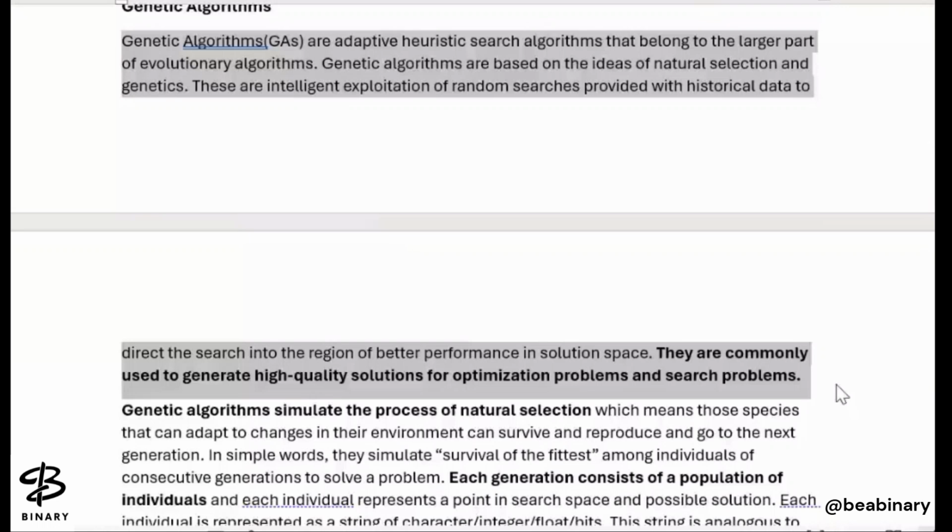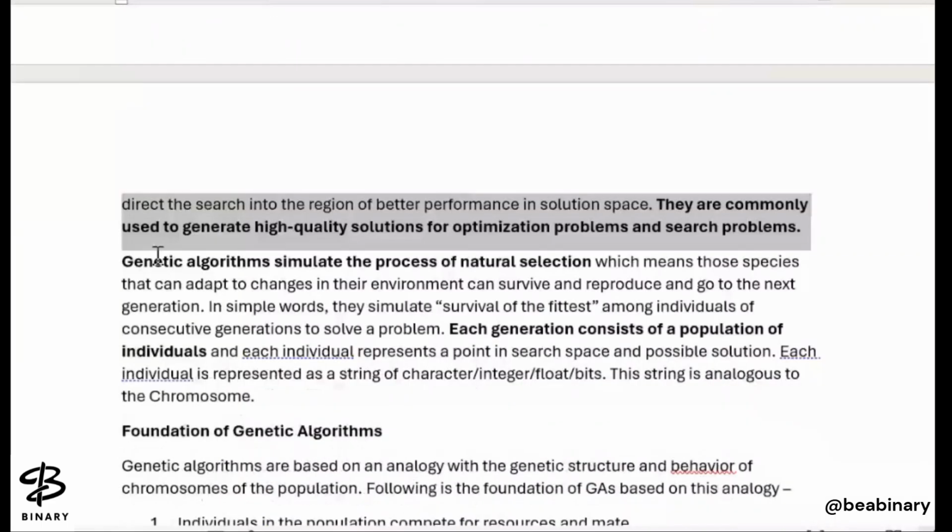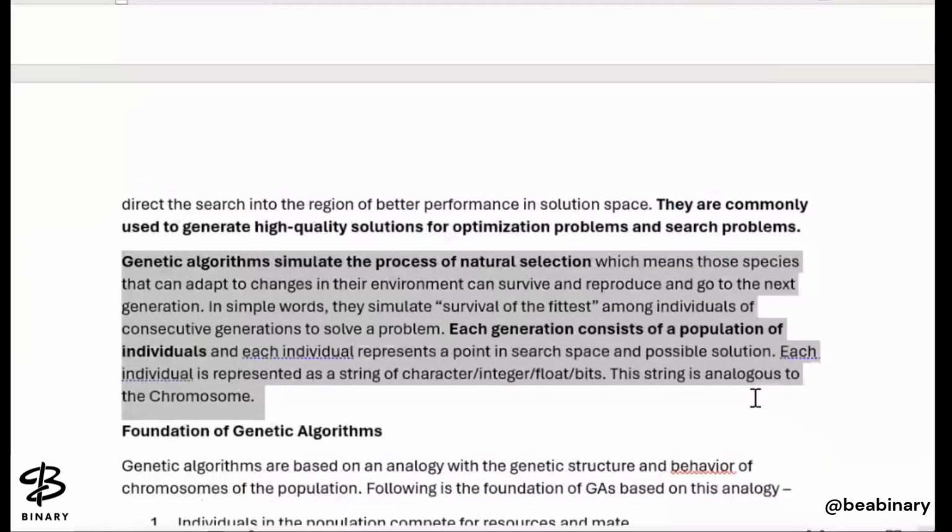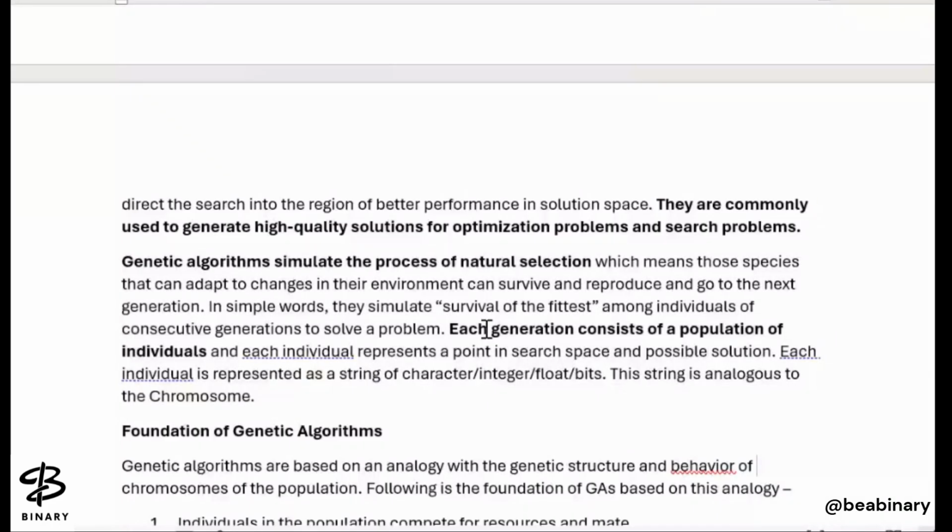They are commonly used to generate high quality solutions for optimization problems and search problems. Simply, the genetic algorithm simulates the process of natural selection, which means those species that can adapt to changes in the environment can survive, reproduce and go to the next generation. In simple words, it simulates the survival of the fittest among individuals of consecutive generations to solve a problem. Each generation consists of a population of individuals, and each individual represents a point in a search space and a possible solution. Each individual is represented as a string of characters, integers, floats or bits, and this string is encoded as a chromosome.